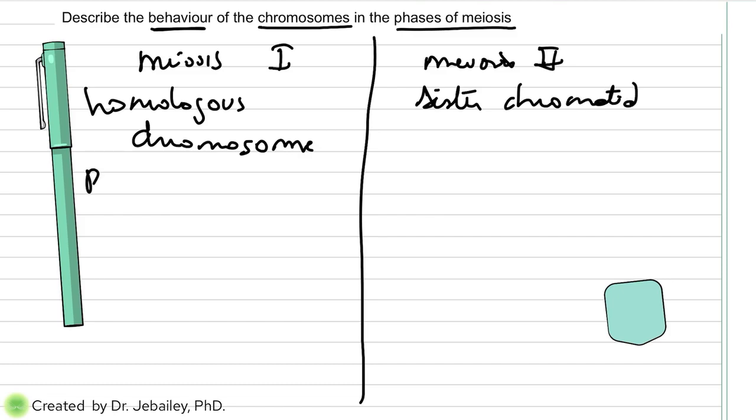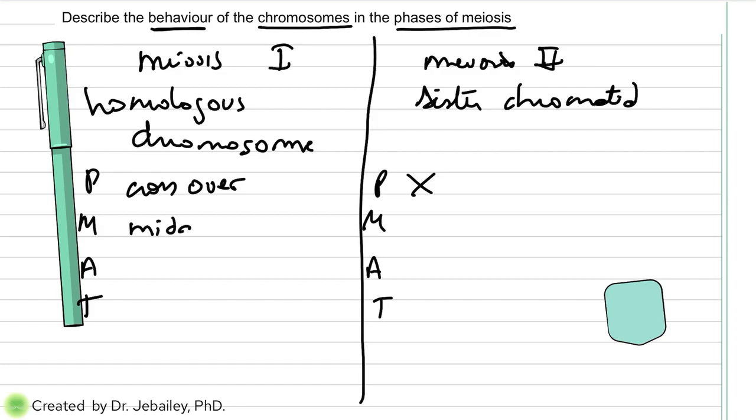Now, of course, we have prophase 1, metaphase, anaphase, and telophase, as well as here, but of course 1 is different from 2. Here, we have to mention the crossover that is happening, while here there's no crossover. Here, the homologous chromosomes are in the middle, while here the sisters are in the middle. Here, the homologous chromosomes are separating, and here the sisters are separating.